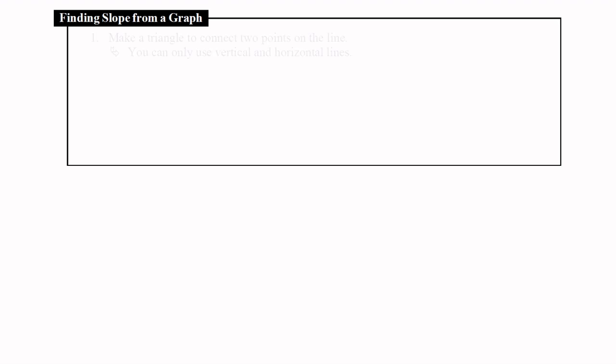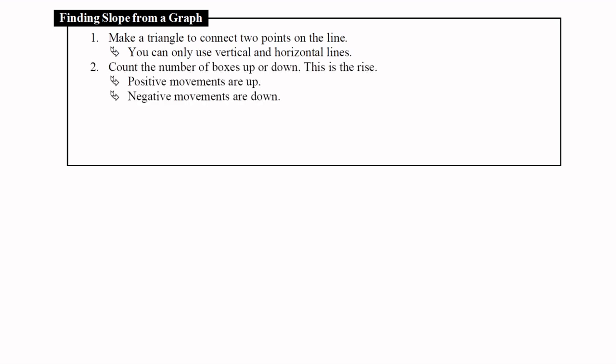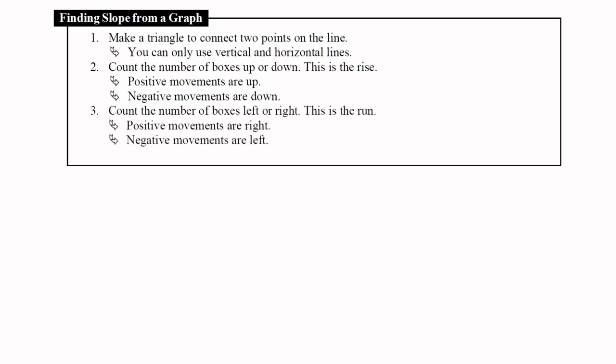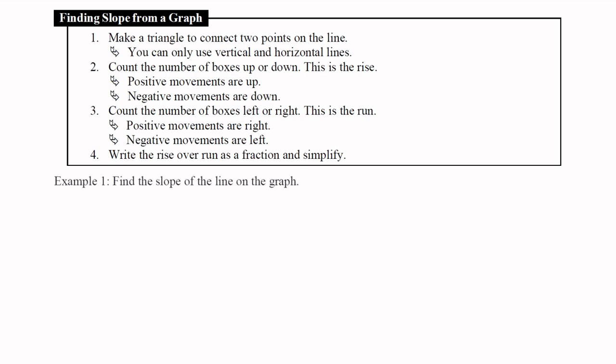So to find the slope from a graph, you make a triangle to connect 2 points on the line. You can use only vertical and horizontal lines. Count the number of boxes up or down. This is the rise. Positive movements are up, negative movements are down. Count the number of boxes left or right. This is the run. Positive movements are to the right, negative movements are to the left. Write the rise over run as a fraction and simplify.